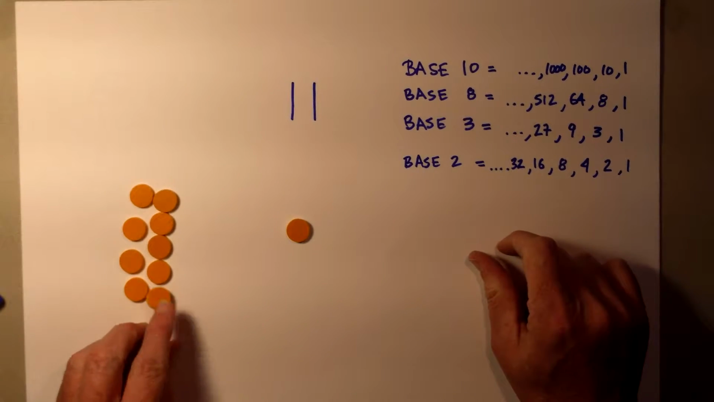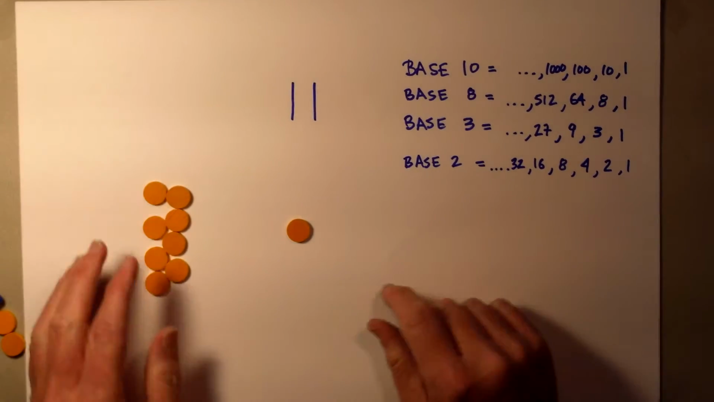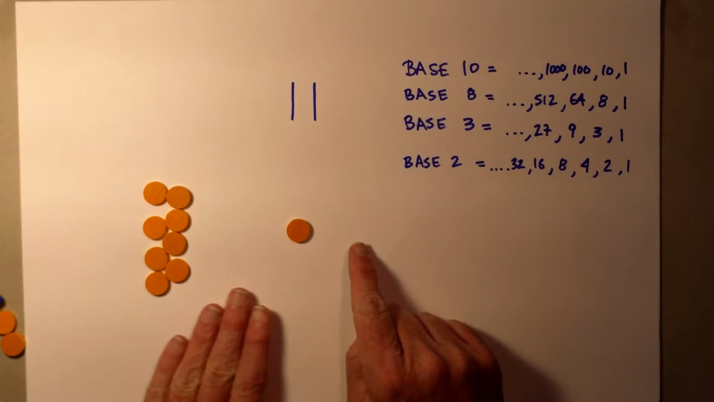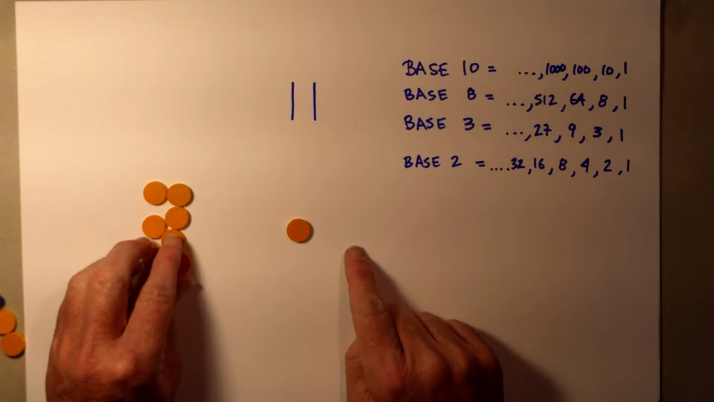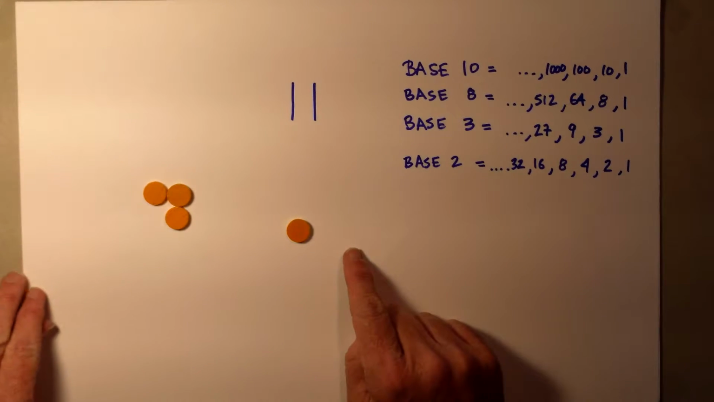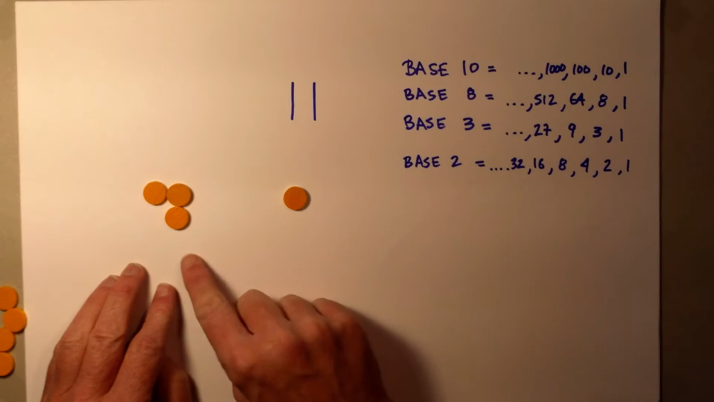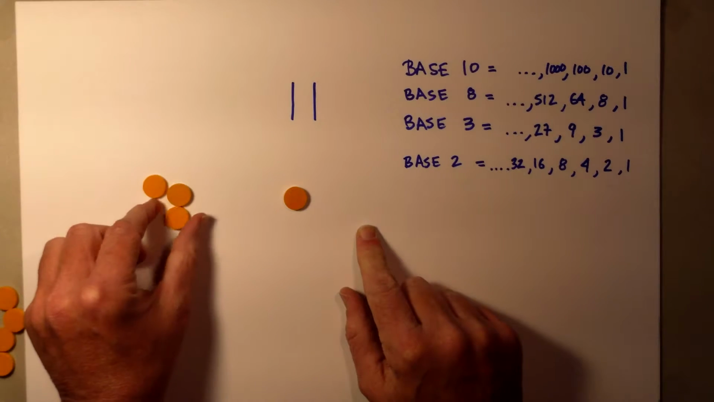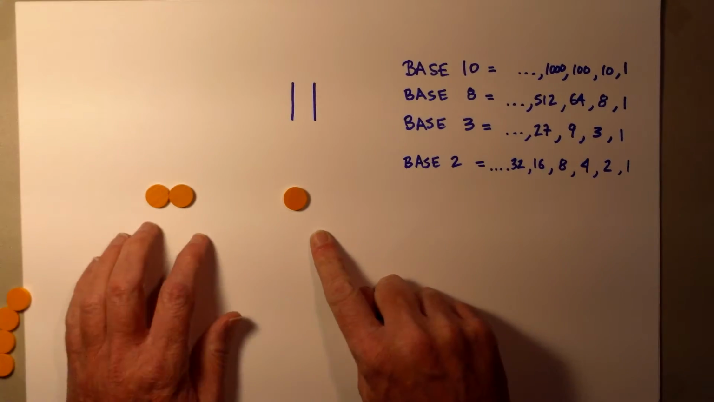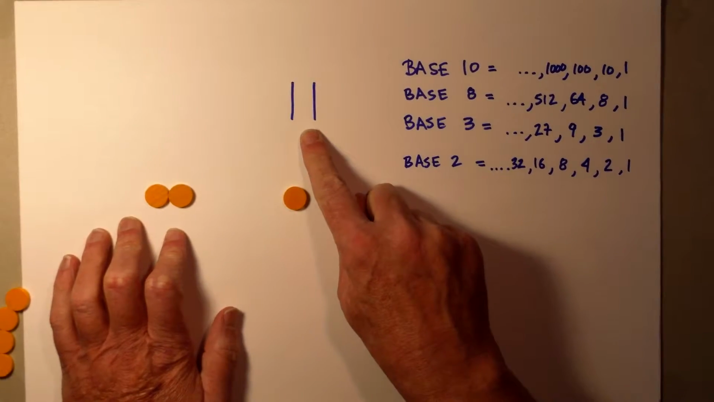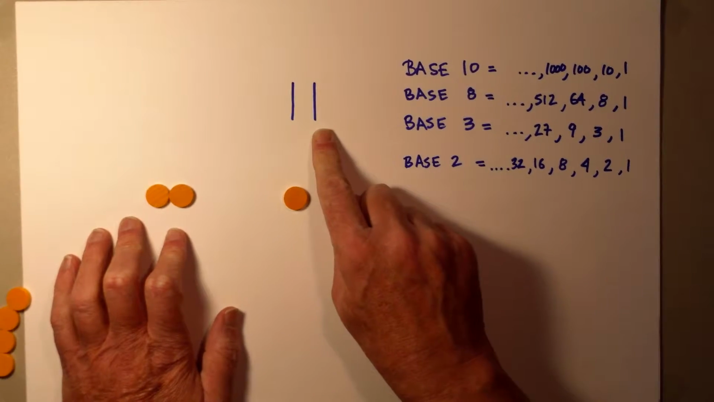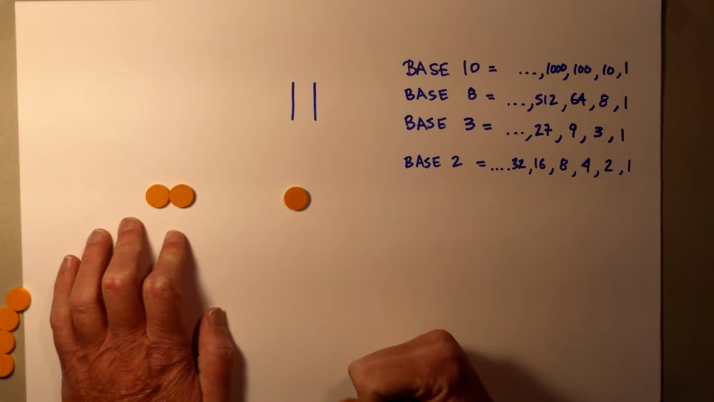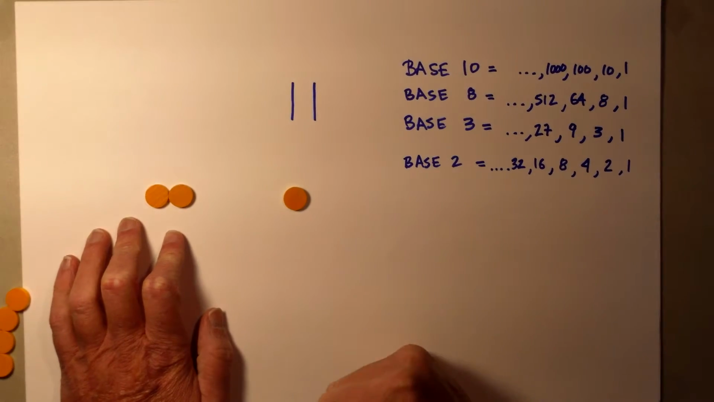If I'm in base 8, now that changes somewhat. In base 8, I have one set of 8 and one set of 1. So I have 9 things. In base 3, I have one set of 3 and one set of 1 for a total of 4 things. And in base 2, I have one set of 2 and one set of 1, so it's a total of 3. So it's still written the same way, but in base 2, that number only represents 3 items, not the 11 that you're used to thinking of when you see that number.